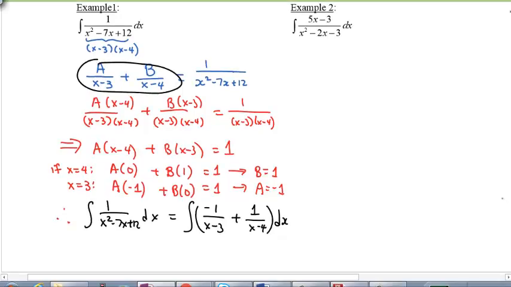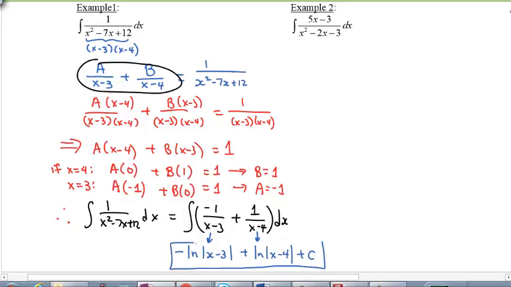I hope that you remember that this integral is just the natural log of x minus 3, but wait, there's a negative in front, right? And I hope you remember that this is just the natural log of x minus 4. And lo and behold, with another plus c, I am done. And this is your integral.